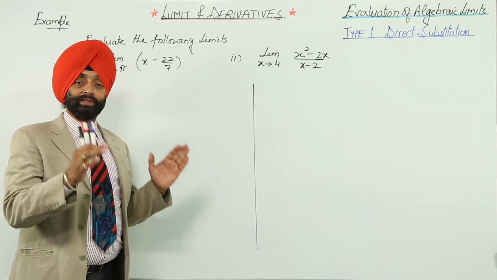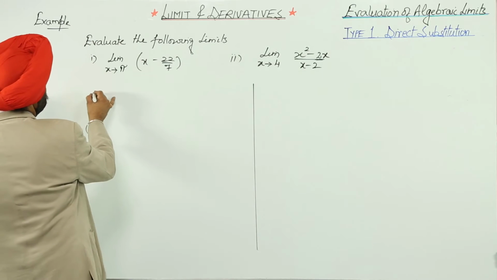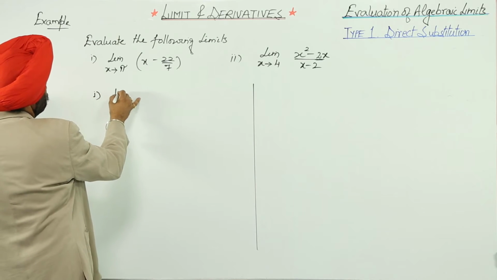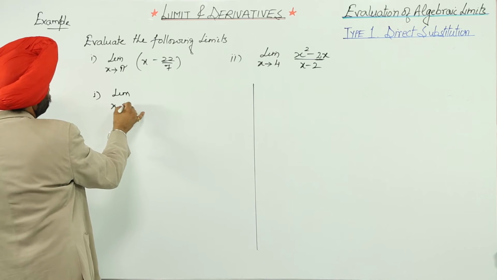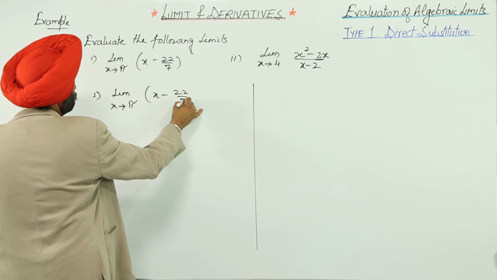Now let's go for an example for the type 1 direct substitution. Now first question is limit x approaches to pi x minus 22/7.